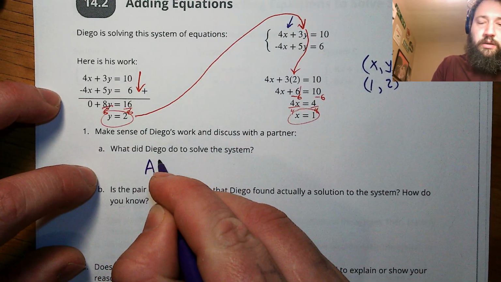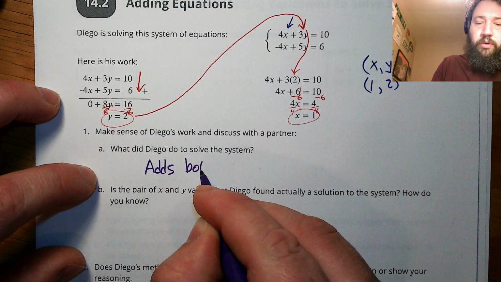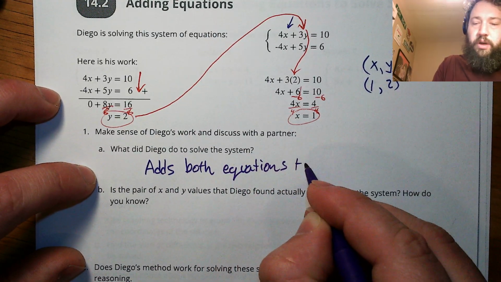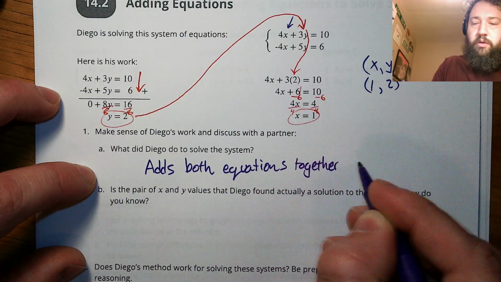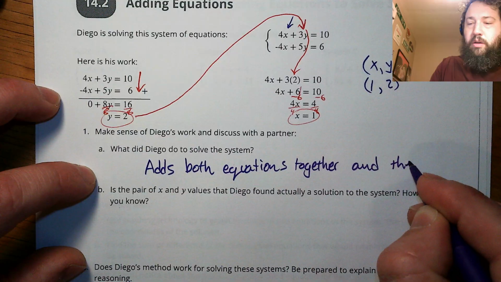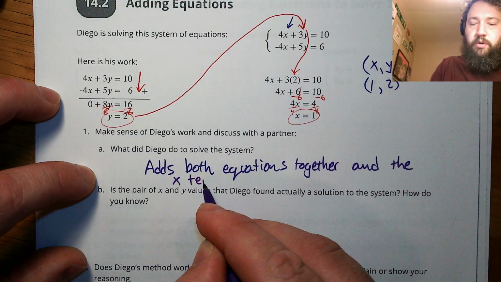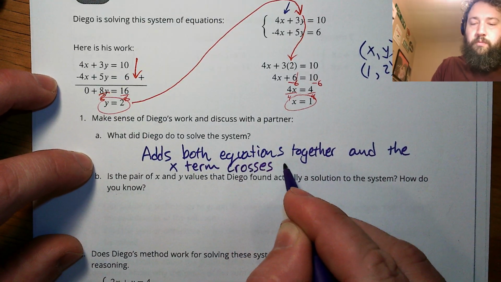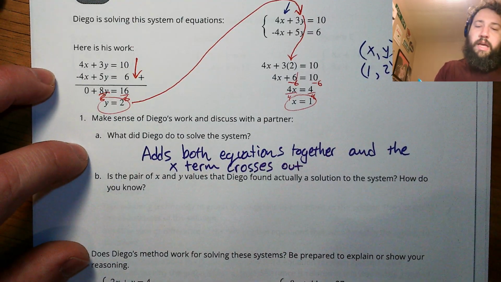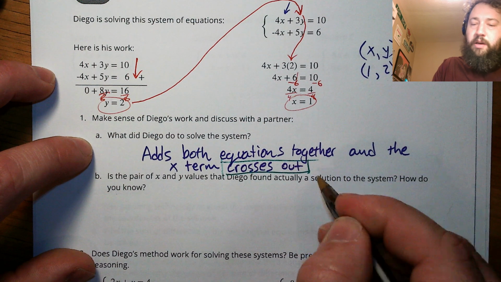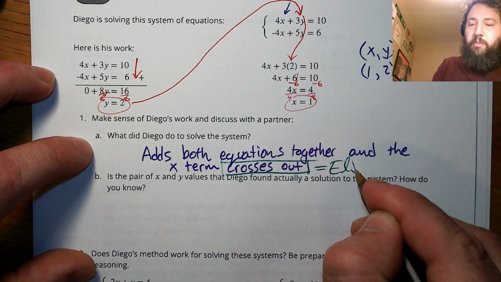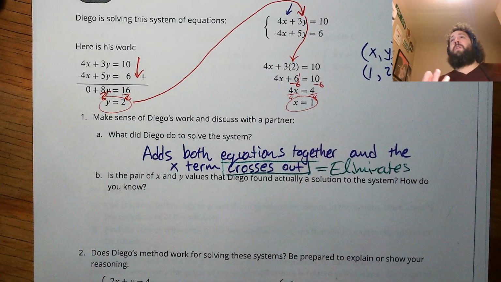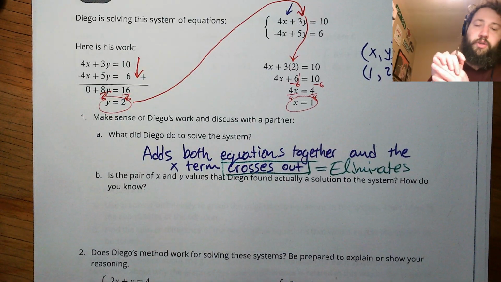He adds both equations together, and the x term crosses out. Now, that's our vocab for today. Crosses out is eliminates. That's why we are calling this solving systems by elimination.